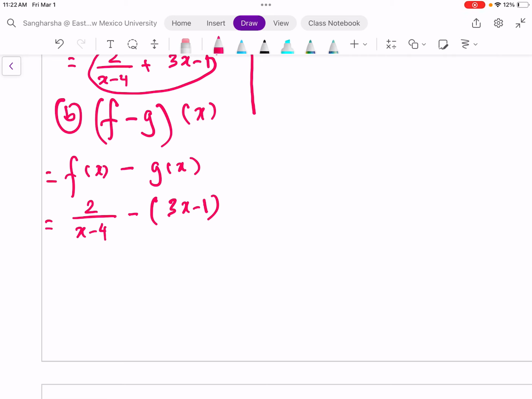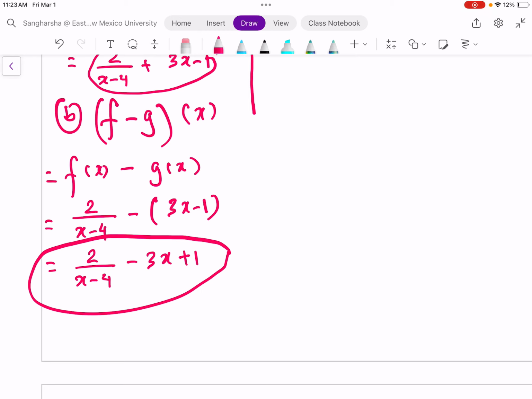Now let's distribute our negative, and we have the final answer. So we have 2 over x minus 4. So negative times 3x, negative 3x, negative times negative 1, positive 1. And this is the final answer. Okay, nothing to simplify from here. Now, can you all find fg function? Can you all do number C? So in number C, let me know if you have any question in number A and number B, okay?